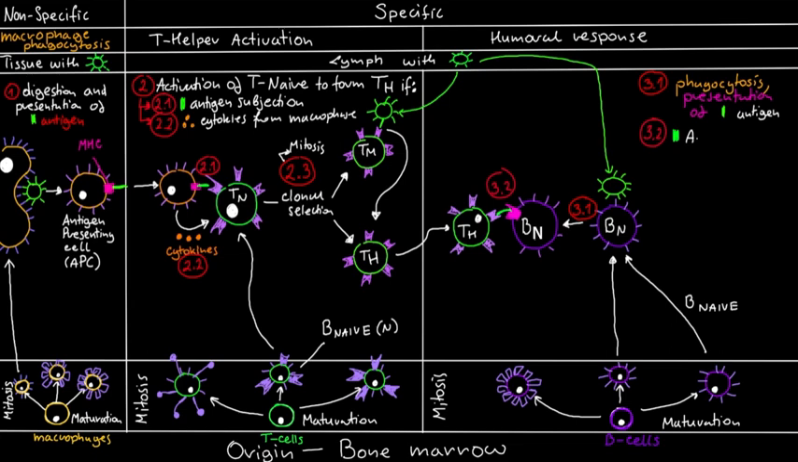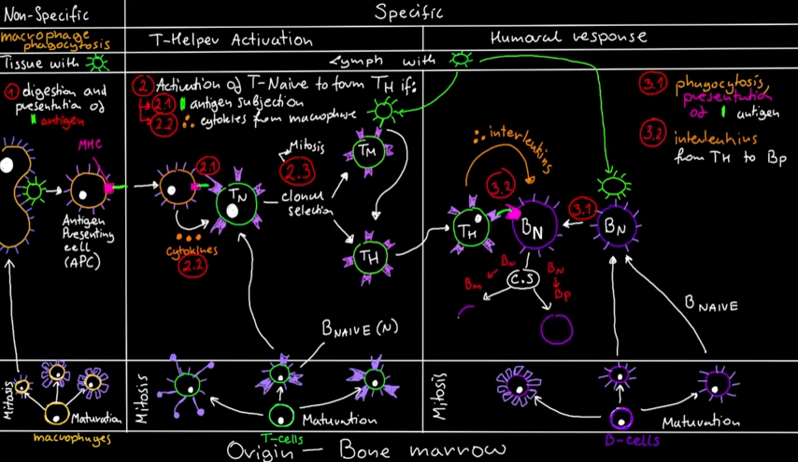The T helper cells will also release interleukins, which will bind to the B naive cell in order to activate it and trigger the clonal selection. This process will form both B plasma cells, so B effector cells, and B memory cells. And once more, once a B memory cell meets the pathogen antigen, it will transform into a B plasma cell.